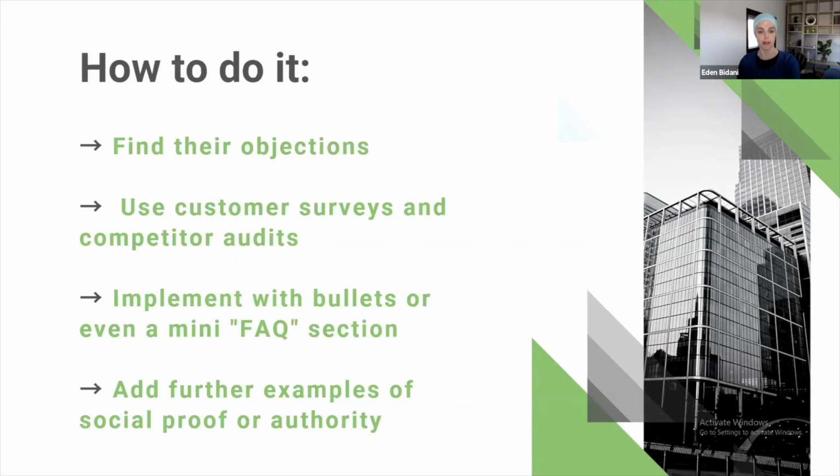Now to implement this, I would recommend doing so in the bullet feature section of your product description, or even devoting a separate mini FAQ, frequently asked questions section, if space allows it. Here is also a good place to include further examples of social proof or authority to help back up, to help verify to the audience that what you're saying is actually true.